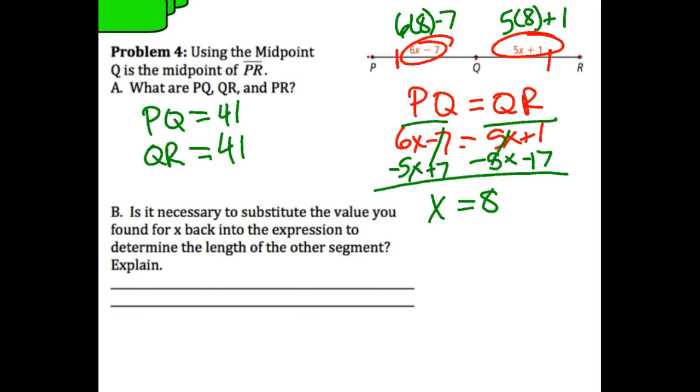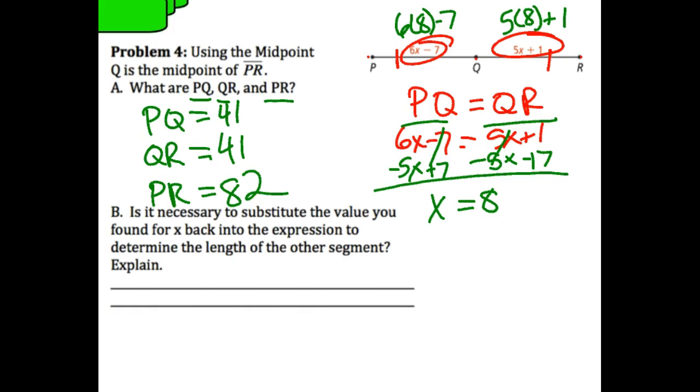Whenever I finish a problem, I always go back and read the directions. It says, what are PQ, QR, and PR? The reason being, I want to make sure that I answered all the questions. I found PQ and QR, but I haven't told them what PR is, the entire thing. Well, this goes back to the segment addition postulate. The sum of the parts is the whole. The parts are 41 and 41. So if I add those two up, I get the whole thing, which is 82.